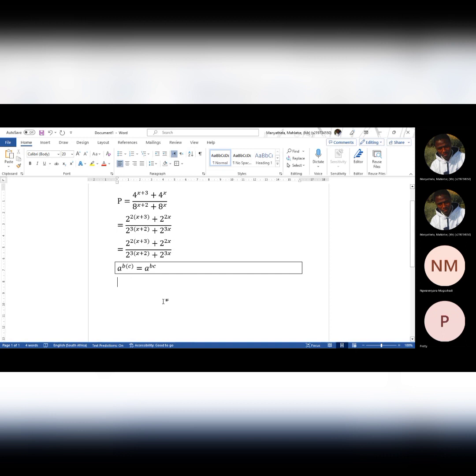Let's use this thing here: a to the exponent c times b is equal to a to the power, so we can write it this way. So remove the bracket again by multiplying 2 times x, which is 2x, then 2 again times 3, which is 6.